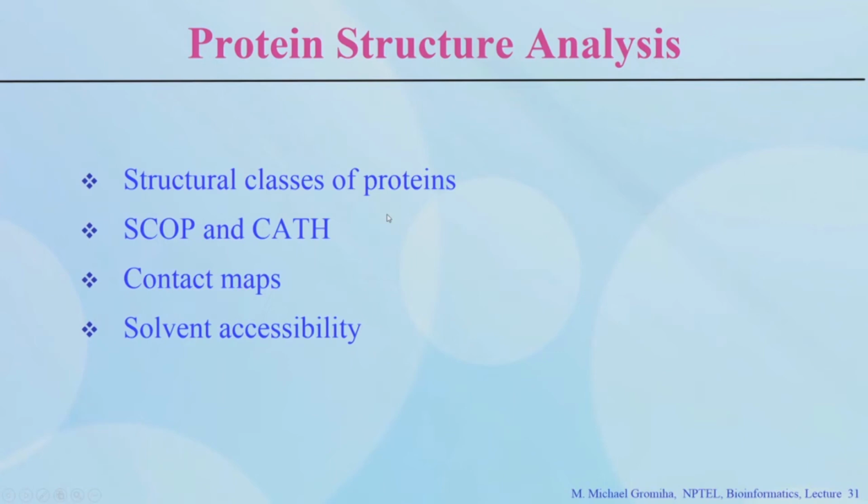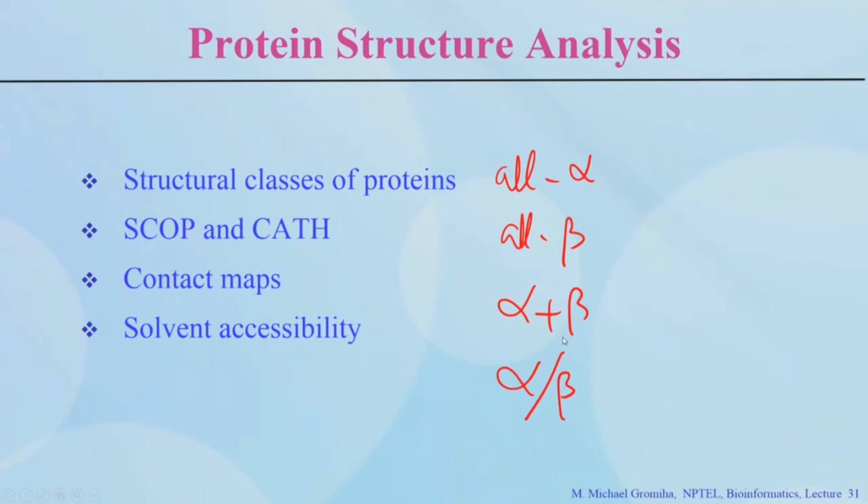Then if you have these proteins, there are different structure classes of proteins. What are the various structure classes of proteins? All alpha, all beta, alpha plus beta, alpha beta. All alpha is mainly alpha, all beta is mainly beta. In alpha plus beta, we have alpha helices and beta sheets, but they are segregated. In alpha beta they are mixed with each other, alternating helix and strand. So, two databases: SCOP. What is SCOP? Structural Classification of Proteins, and CATH. What is CATH? Class, Architecture, Topology and Homologous superfamily.